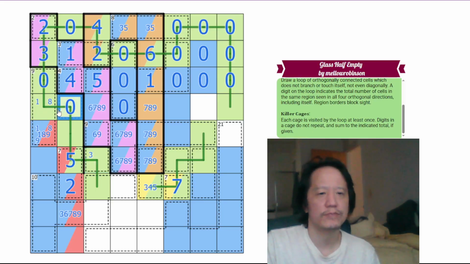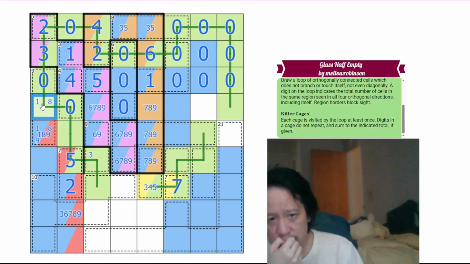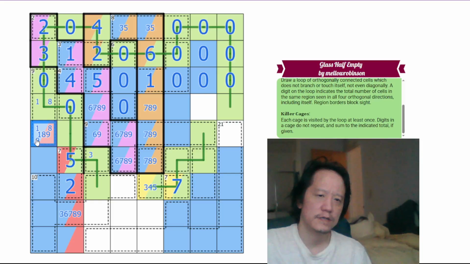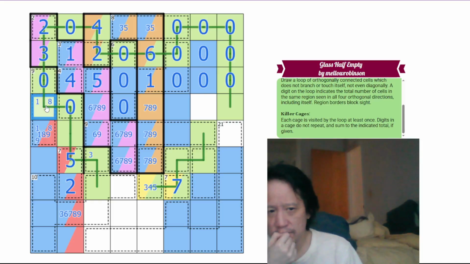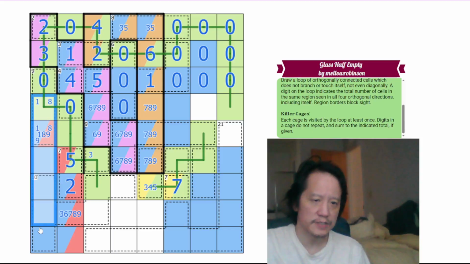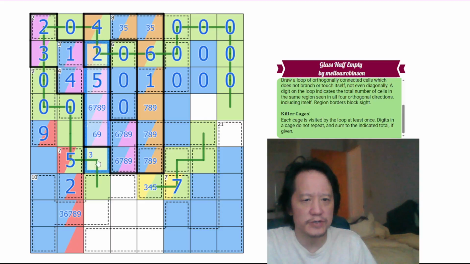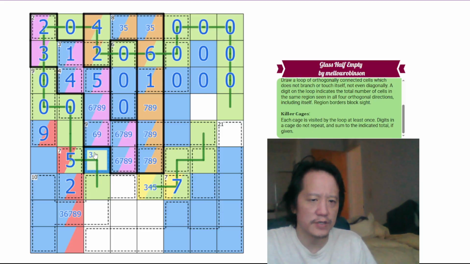Yeah, this can't be 1. Ugh, that sucks. This can't be 8 either, right? There's no way it sees 8 cells, so this can't be a digit. This has to be a 0, which forces this to be a 9, so this can't be 9. It can't be 2, 7, 4, 5. It's 3, 6, 1, 8. But this can't be 1 because it's on the loop.